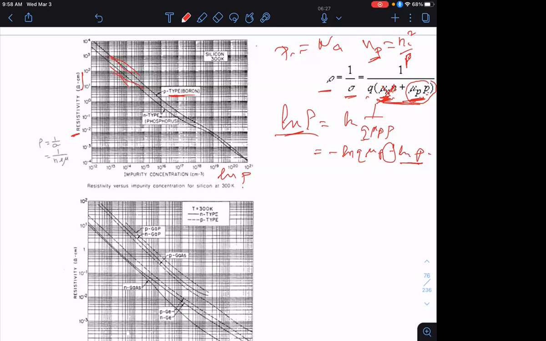Okay. And there's a difference between the p and the n case, because hole mobility and electron mobilities are different. Electron mobilities typically are higher than hole mobilities, and therefore the electron resistivities are going to be slightly lower. If you look at very, very high dopings, notice that it deviates from this linear behavior. Any guesses as to why?